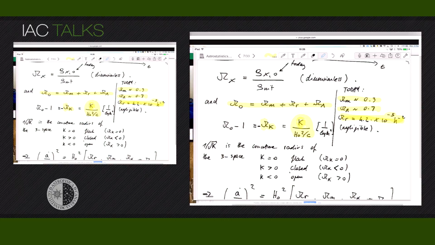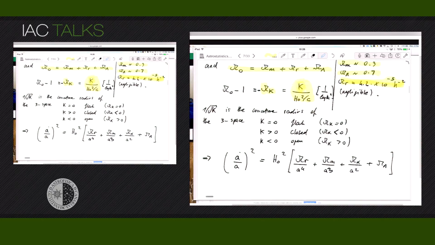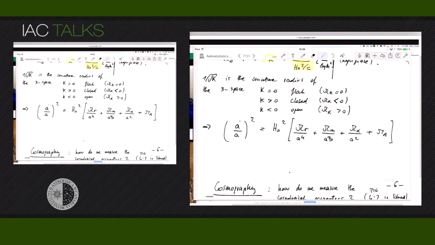sections of the universe. So for space, there are only 3 possibilities in an isotropic and homogeneous universe. One is that kappa is equal to 0, so the universe is flat, Euclidean. Kappa bigger than 0, the universe is closed, like a sphere. And kappa smaller than 0, the universe is open, like a hyperbolic space. Omega kappa is bigger than 0.